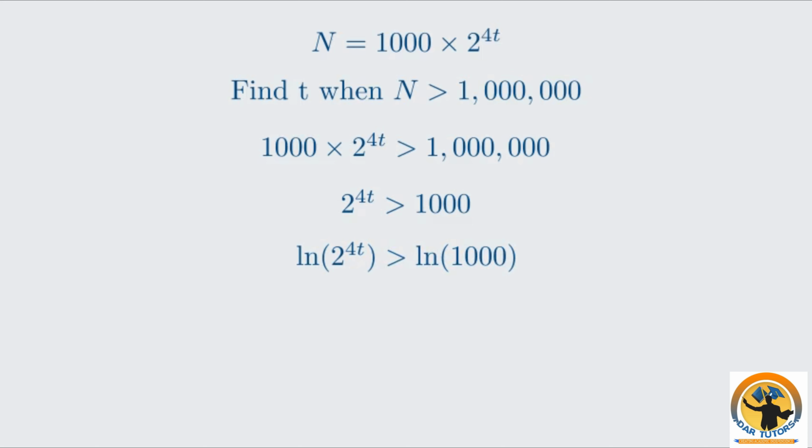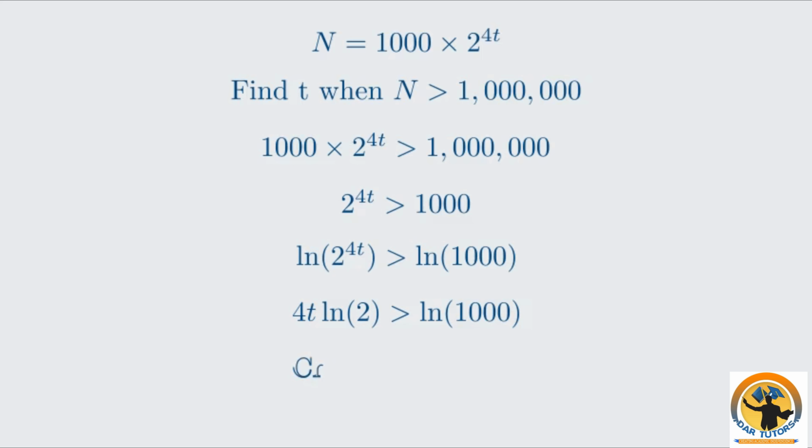Next, we apply the power rule to bring the exponent down. The exponent 4t comes down as a factor, giving us 4t times ln of 2 is greater than ln of 1,000. To solve for t, we need to divide both sides by 4 times ln of 2. This is a critical step when dealing with inequalities.